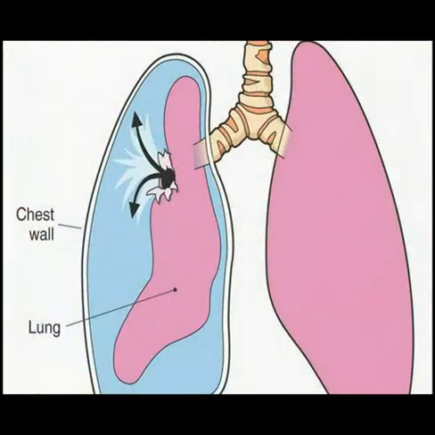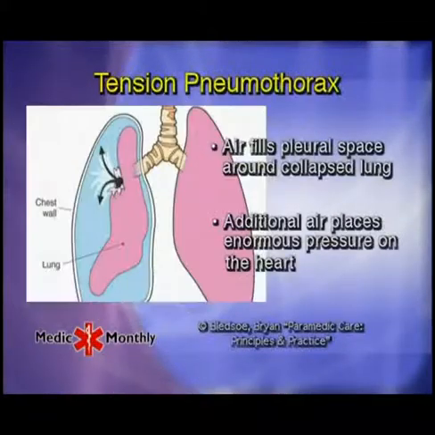In a tension pneumothorax, air accumulates under pressure within the thorax. As air escapes the collapsed lung through a one-way valve, air flows into the pleural space around the collapsed lung, and pressure continues to build up, with resulting pressure placed on the heart. Tension pneumothorax is a serious life-threatening emergency that must be addressed immediately.